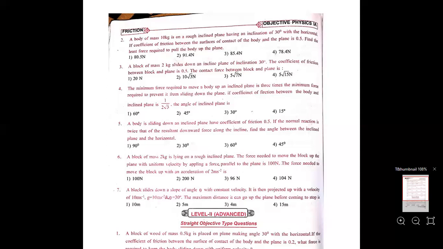A block slides down a slope of inclined angle theta with constant velocity. One block slides down with constant velocity. When the block slides down, what are the forces acting on the block along the inclined plane? Of course, weight mg acts downwards. When you resolve this weight into components, this component is mg sin theta and this component is mg cos theta, because if the incline is theta, the angle is also theta. Because of this weight component, the block slides down.